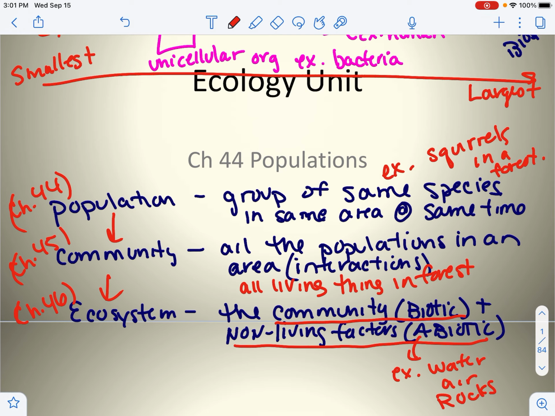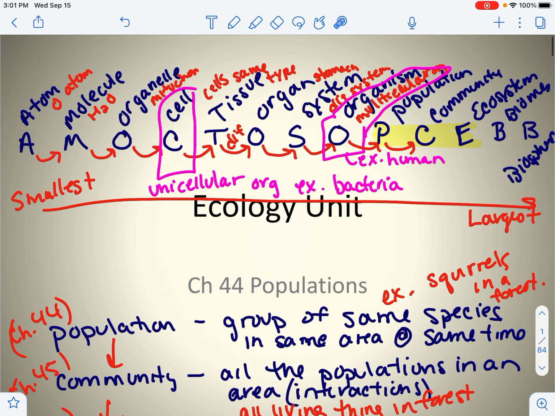And so in an ecosystem, when we're studying an ecosystem, we're going to study basically all the living things that live in an area, which is the community, and how the non-living things affect it. So how things like pollution and water, and we'll look at the cycles, nitrogen cycle, carbon cycle, how it cycles in and out of the living community. So that kind of gives us an overview of this unit, this ecology unit.